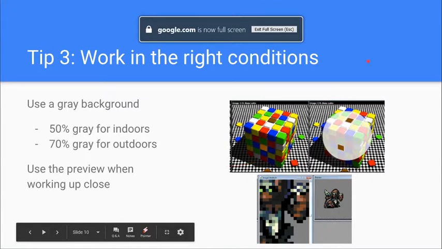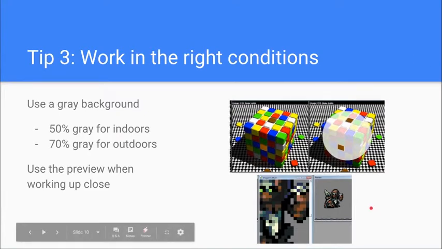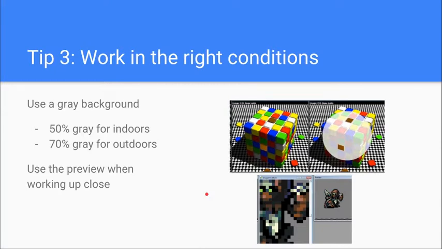And then the second thing I have on here is use the preview when you're working up close. And that's what this image is. If you are zoomed in on an image trying to change some of the pixels, always have some preview panel up, because when you are making small, minute changes, you might make changes that look good on your screen, but might not look good for the character. They might look completely wrong. So just always keep something up so that you can always see the bigger picture.